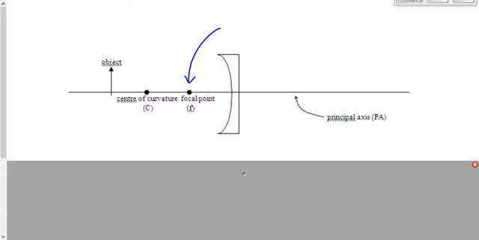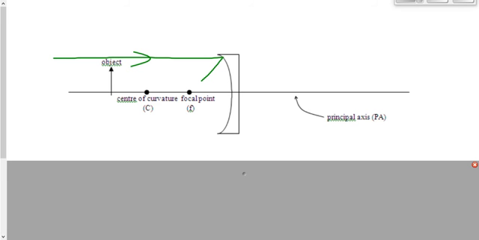The focal point is a point, listen carefully to what I'm about to say here, for which all rays that are parallel to the principal axis converge. So, let me illustrate that. If I have a ray of light that's parallel to this imaginary principal axis, and it hits the mirror, it will reflect off such that the angle of incidence equals the angle of reflection.